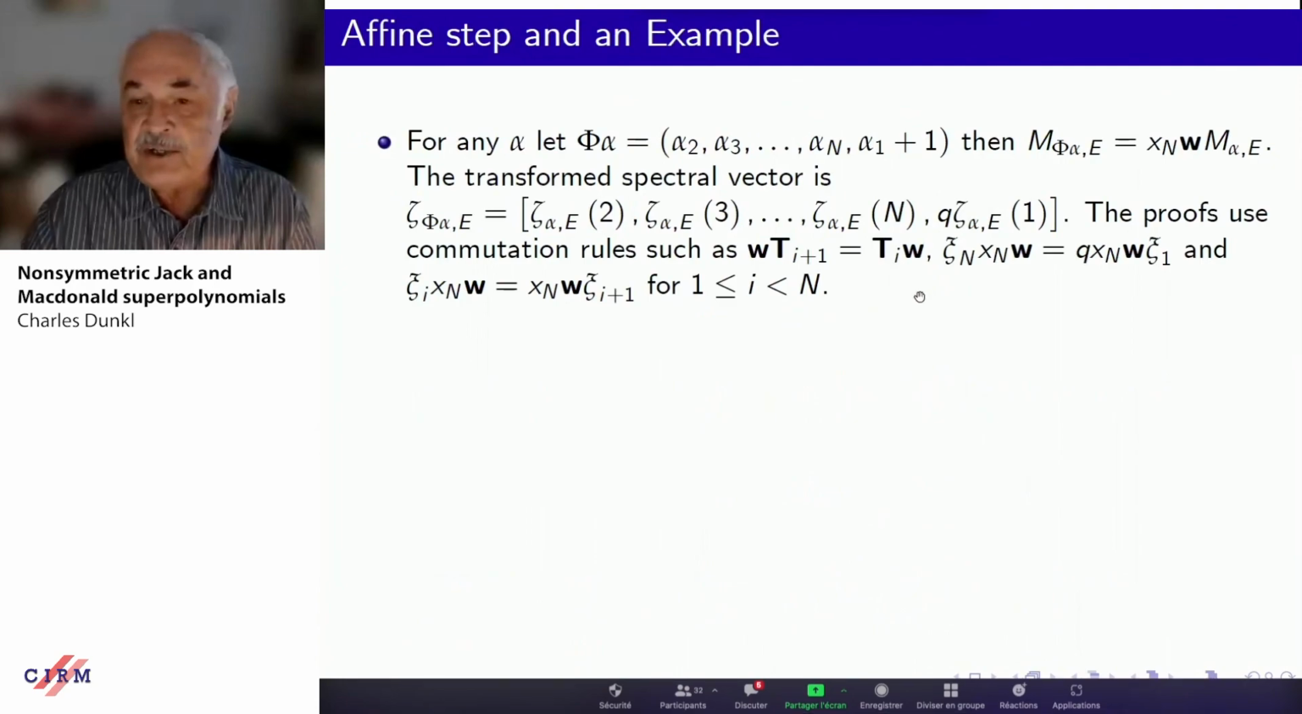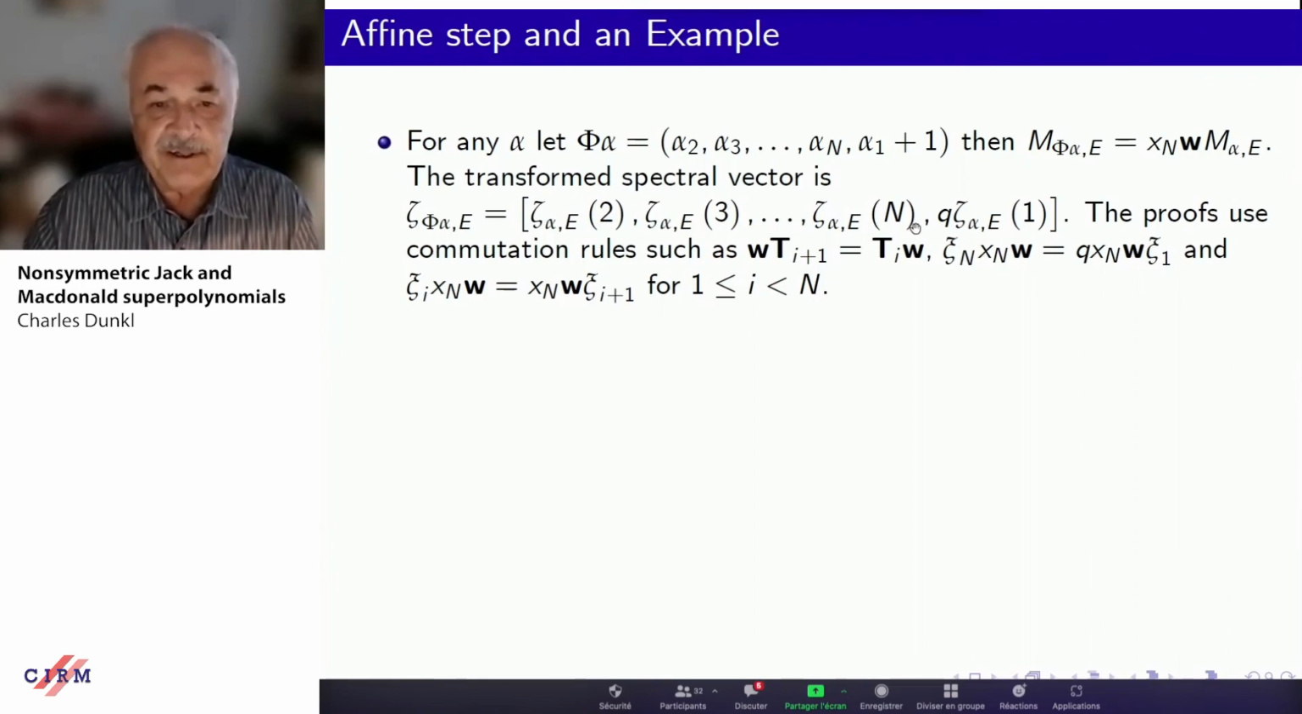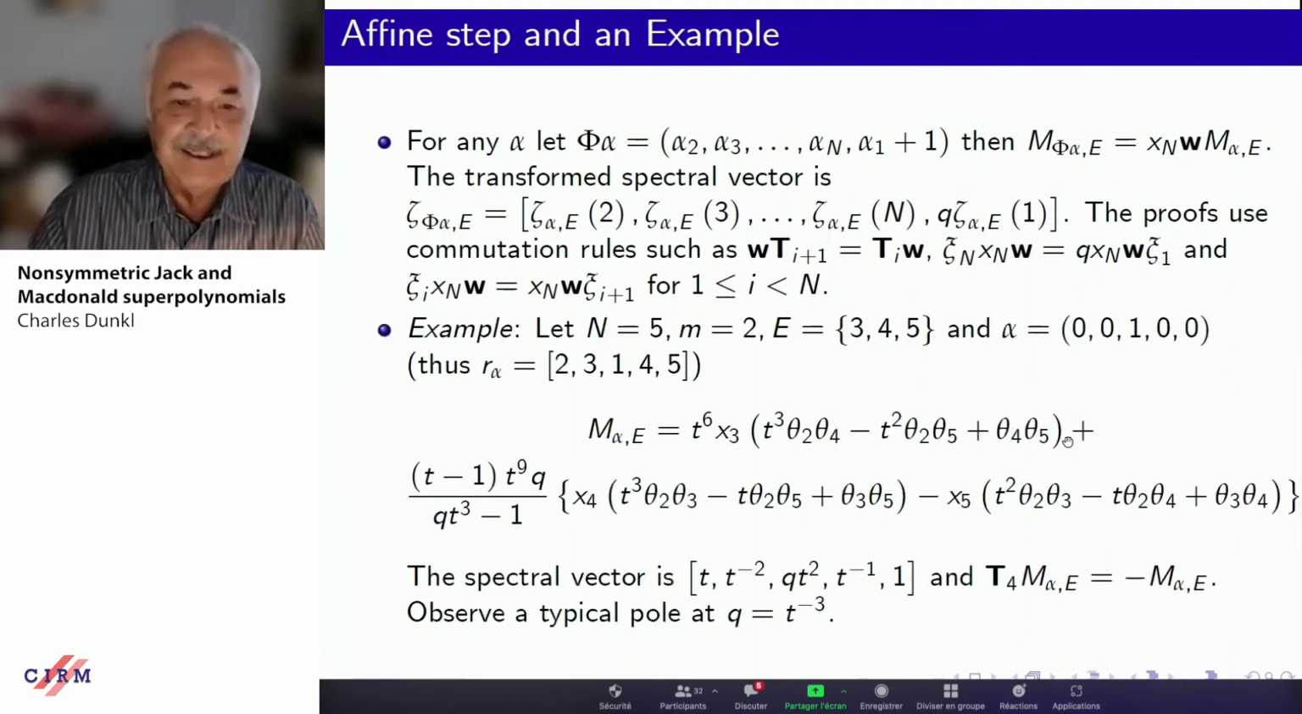To change degrees, there's the affine step. Again, it's phi alpha: it puts alpha 1 at the back, and adds 1. The recipe is to add x by w, multiplied by xn. The E stays the same, and alpha is transformed. The spectral vector is shifted over, and this one is multiplied by q. The proofs depend on a bunch of commutation rules, too complicated to prove here.